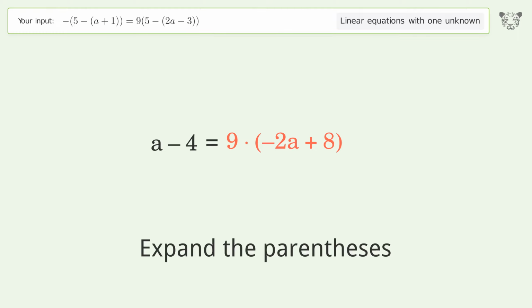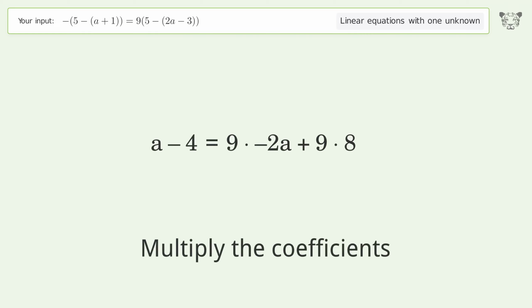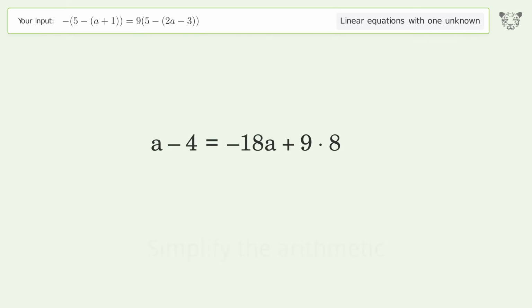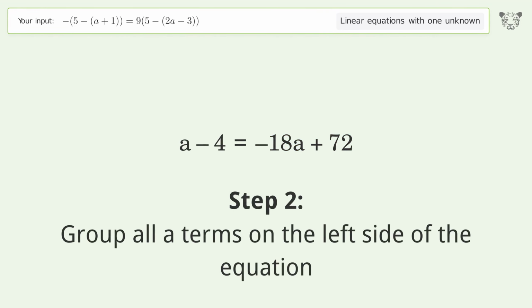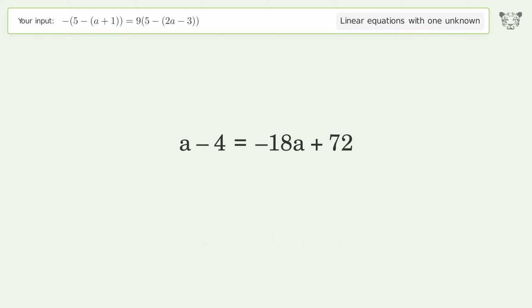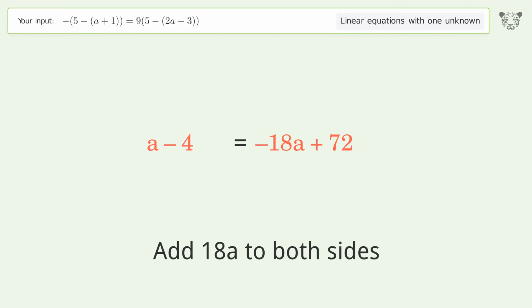Expand the parentheses. Multiply the coefficients. Simplify the arithmetic. Group all a terms on the left side of the equation. Add 18a to both sides.